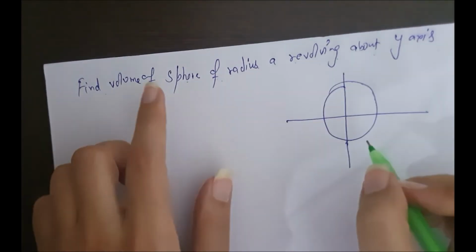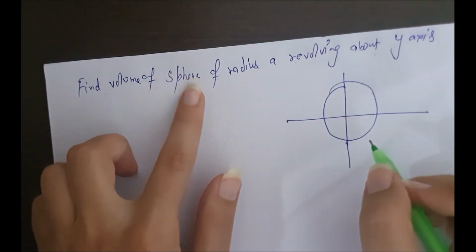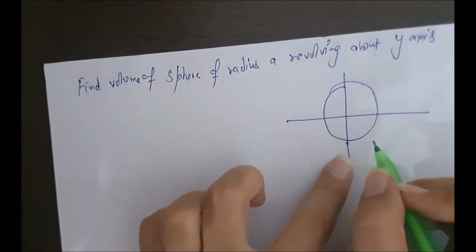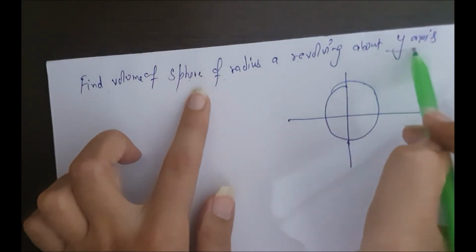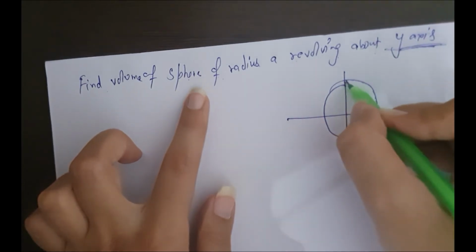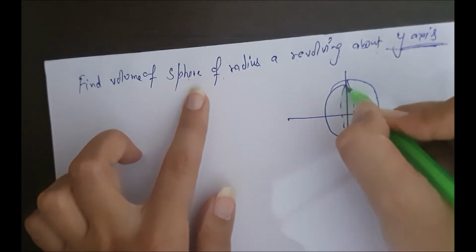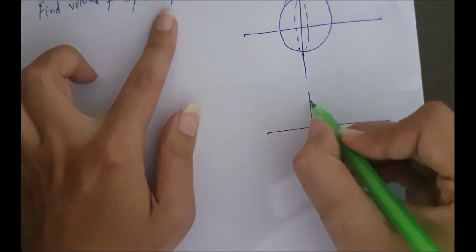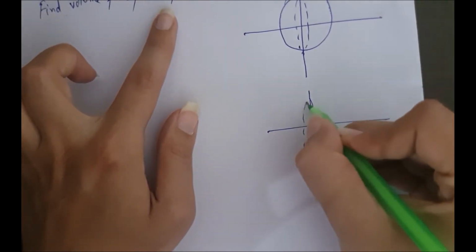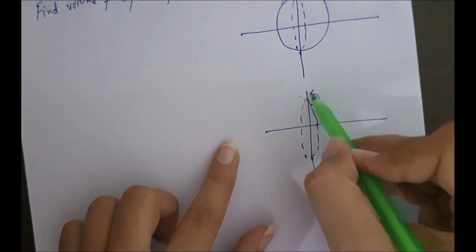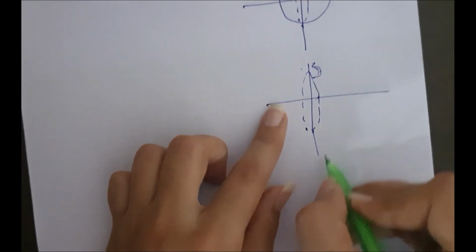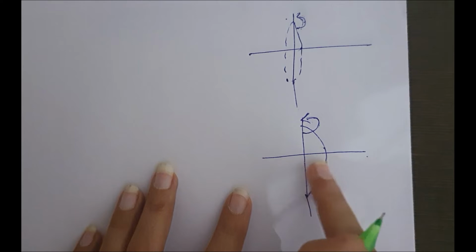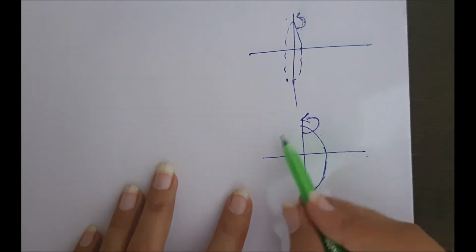This is a circle, so you will say we have to find the volume of a sphere. So why am I talking about a circle? Because, as it said, the sphere revolves about the y-axis. If a circle rotates about the y-axis, then you can view it as a sphere. Suppose this semicircle is revolving about the y-axis, then you can view it as a sphere.